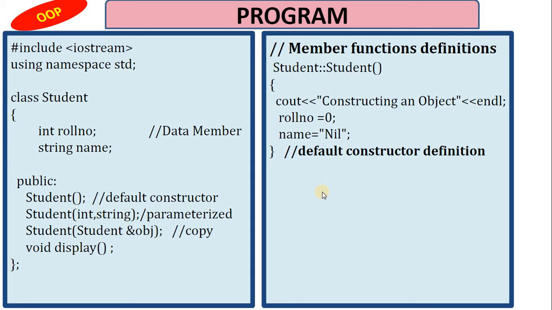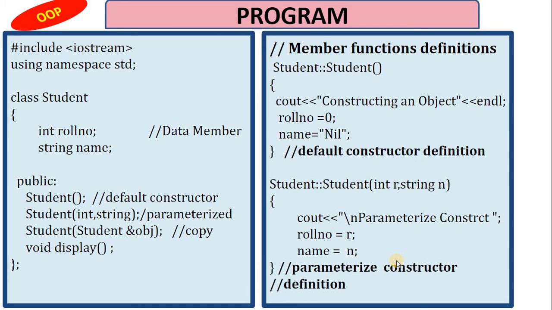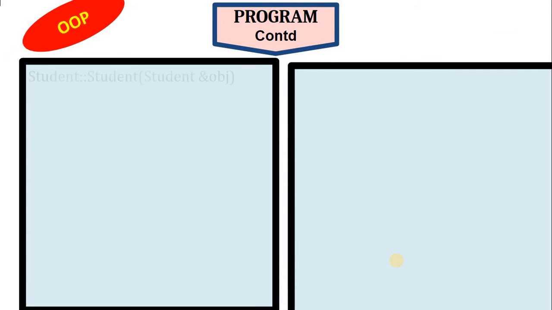Now, the second one is the parameterized constructor. It is written as int r, that is the first parameter, and string n, that is the second parameter. The purpose of the parameterized constructor is to assign the value of the parameters to the data members. So, we are doing that through roll number is equal to r, since r is an integer and roll number is also an integer, and name is equal to n, that is a string value assigned to name.